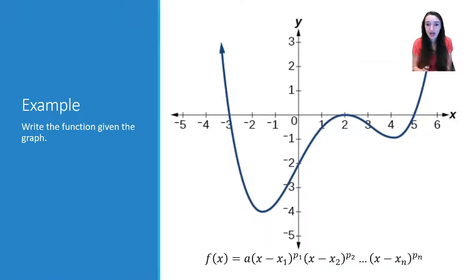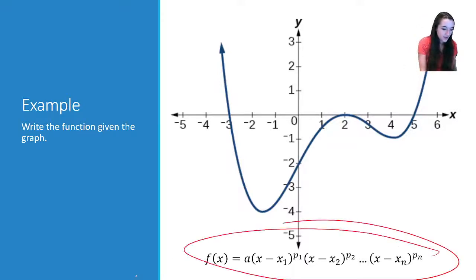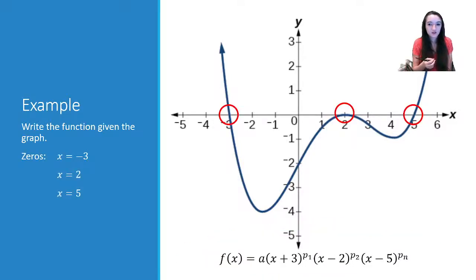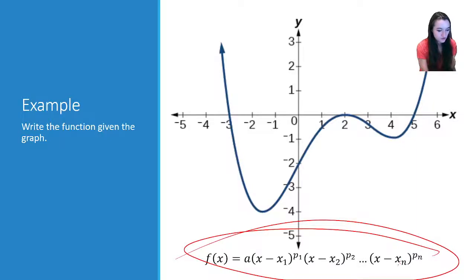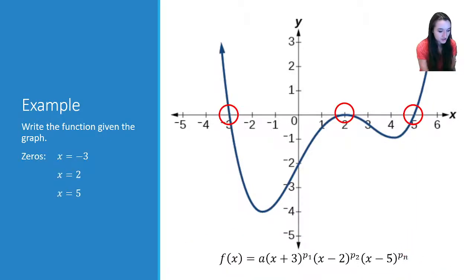So, if we have a graph and we want to write the function given the graph, I start with this base f of x that I had on the previous page. This is just a basic function. And then I'm going to first determine where my zeros are. Well, my zeros are at x equals -3, 2, and 5. So I've now gone down from having p1, p2, pn, all of that. It's now just p1, p2, and I guess this should say p3, but it doesn't really matter. So there's only 3 things. There's no dot dot dot in the middle anymore. There's only the 3 x-intercepts. So I have all 3 of them. I just now need to figure out what their powers are.